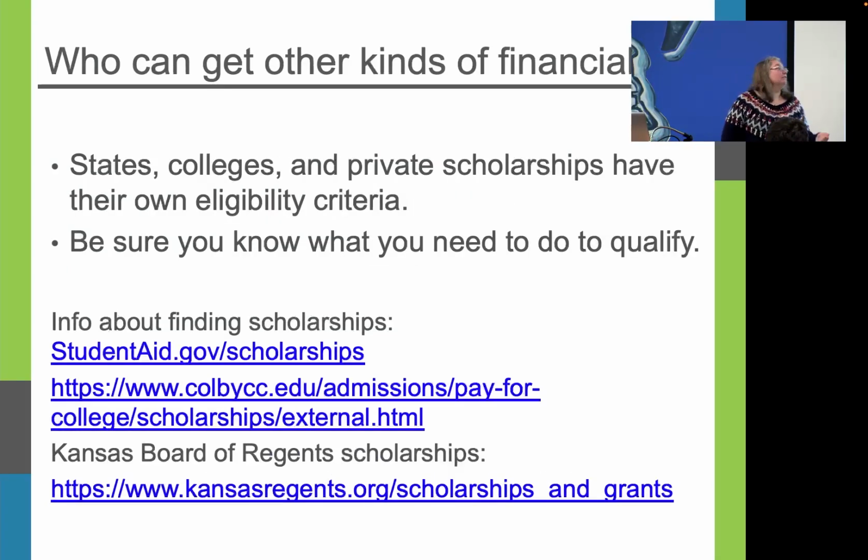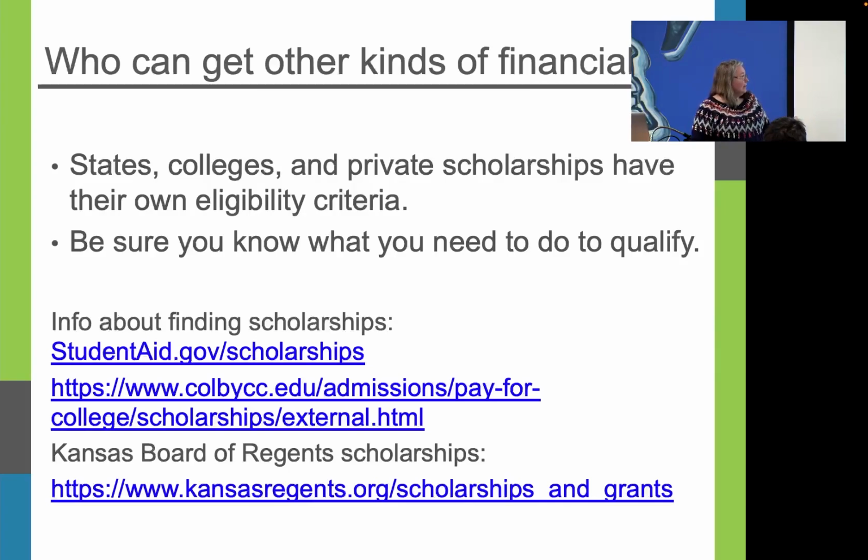So who can get other kinds of financial aid? This just depends on the people who are awarding the financial aid. So states, colleges, private scholarships, they all have their own criteria. If you are planning on transferring to a four-year school in the future, please check their websites, find out what their application process is like, and what you may need to qualify for the scholarships. Because they can be very different. Some colleges, you just do one application, and they kind of match you up with scholarships. Other colleges, you have to apply for each scholarship individually.